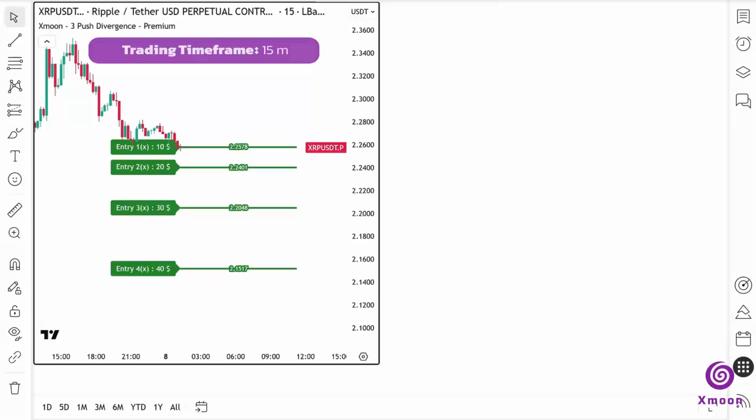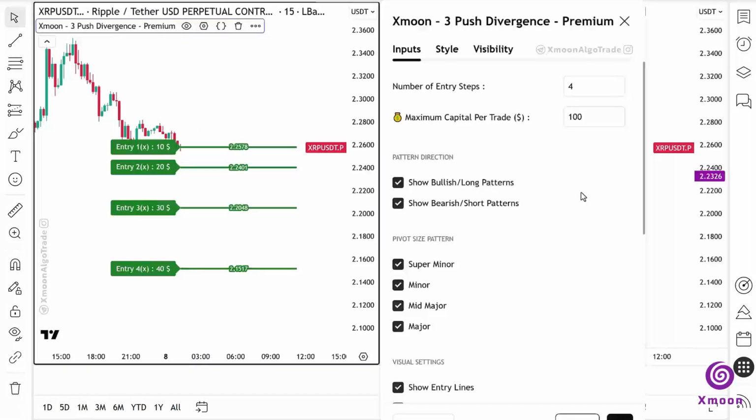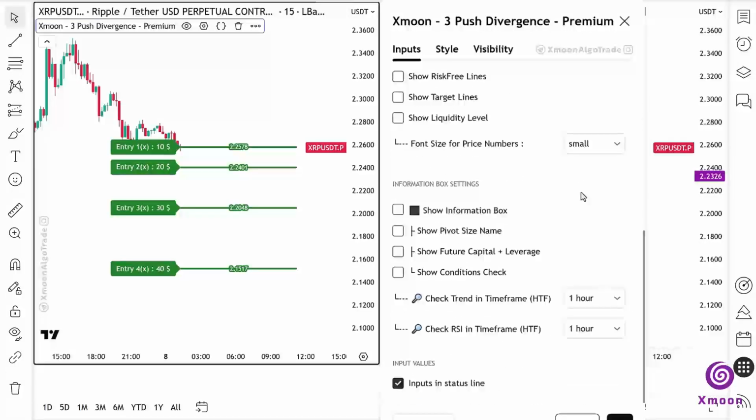To activate and configure the trend direction filter, we'll perform these steps. We'll access the Xmoon indicator settings. We'll proceed to the information box settings section. We need to ensure that the show information box and show conditions check options are enabled.